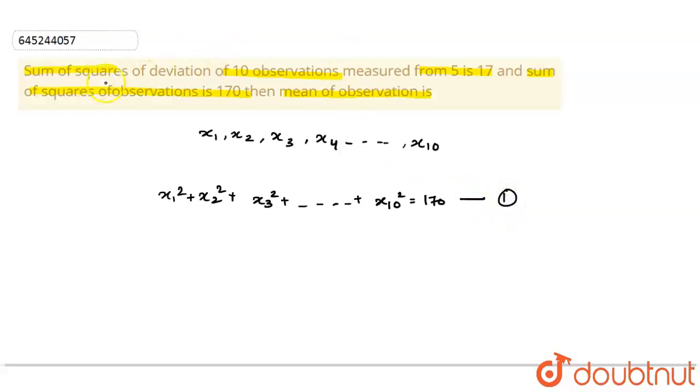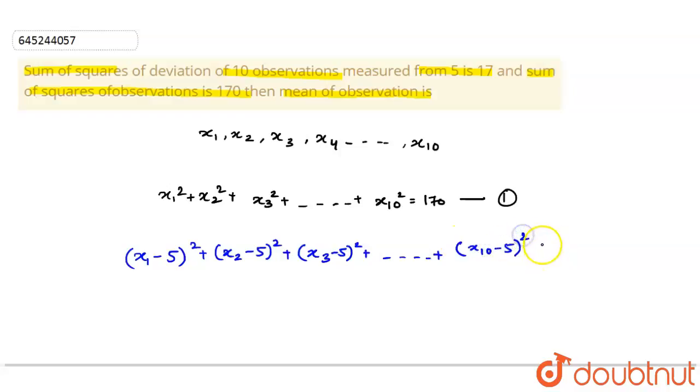It is again given that sum of squares of deviation of 10 observations measured from 5 is 17. So that means if I deduct 5 from each observation, it would give me the sum of 17. So let's do this. So this would be (x1 minus 5) whole square plus (x2 minus 5) whole square, (x3 minus 5) whole square, so on up to (x10 minus 5) whole square is equal to 17. Let's mark this as equation number 2.